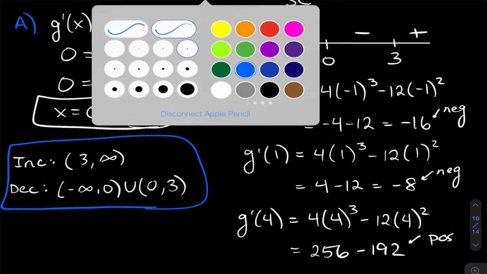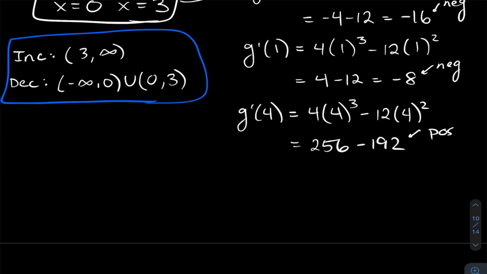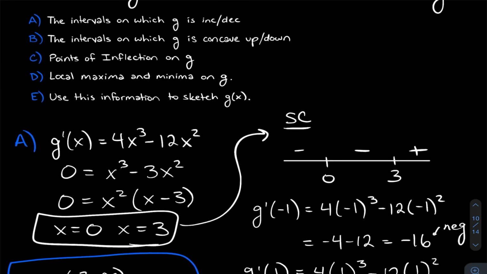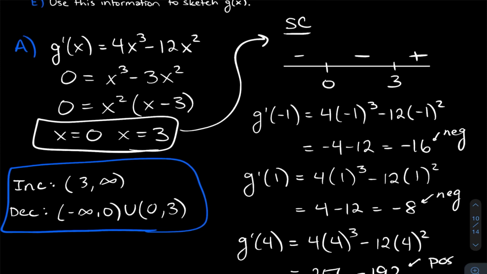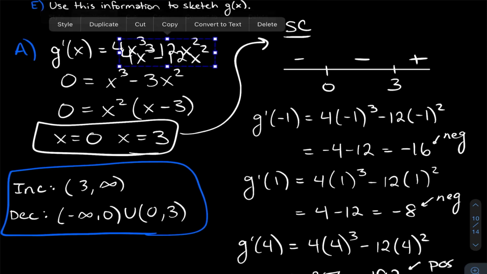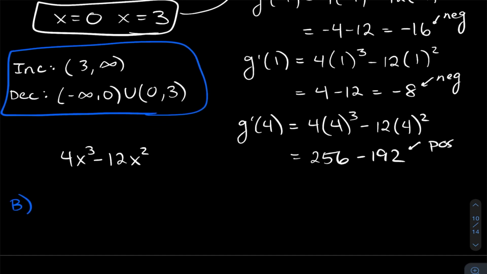Okay, let's move on to part B. Part B is asking us to find where g is concave up and concave down. So to do that, we'll need to take another derivative. We'll take a derivative of the derivative, a double derivative, which will be g double prime of x. And that is going to be 12x squared minus 24x.